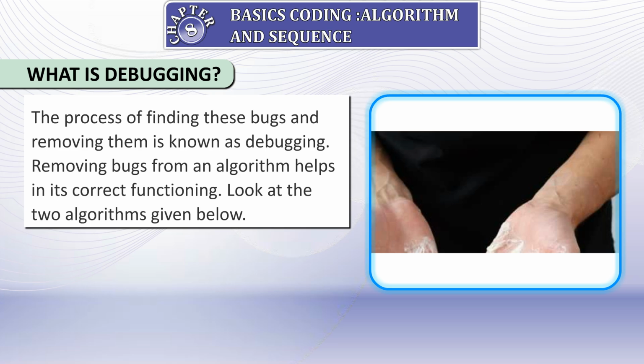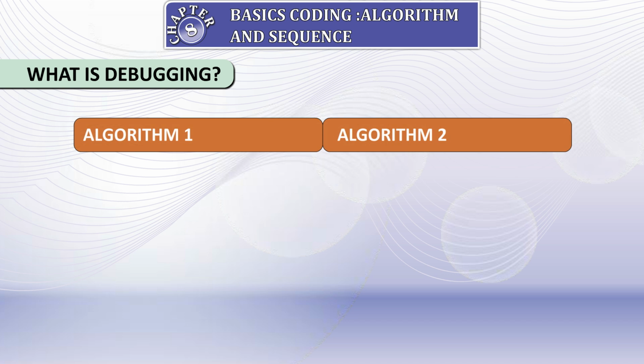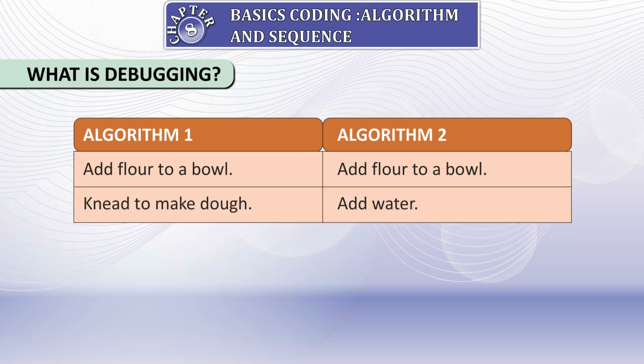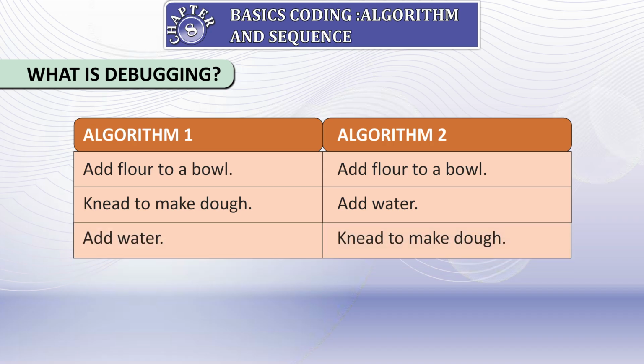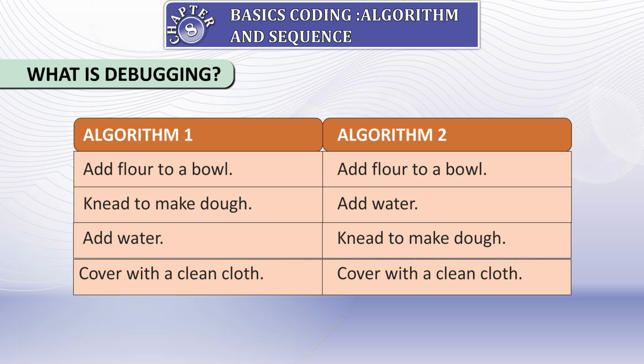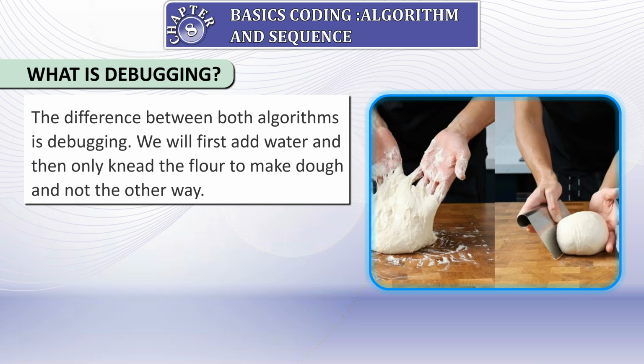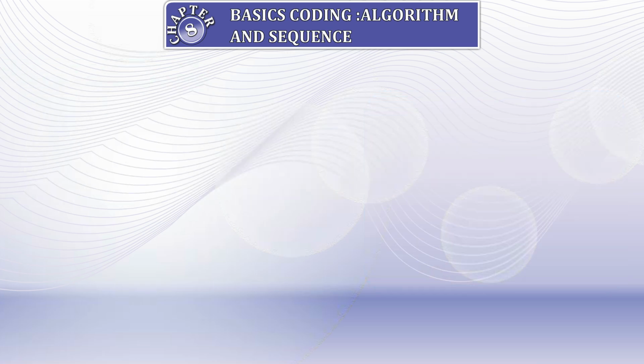Look at the two algorithms given below. Algorithm 1, Algorithm 2. Add flour to a bowl. Need to make dough. Add water. Cover with a clean cloth. The difference between both algorithms is debugging. We will first add water and then only knead the flour to make dough and not the other way.